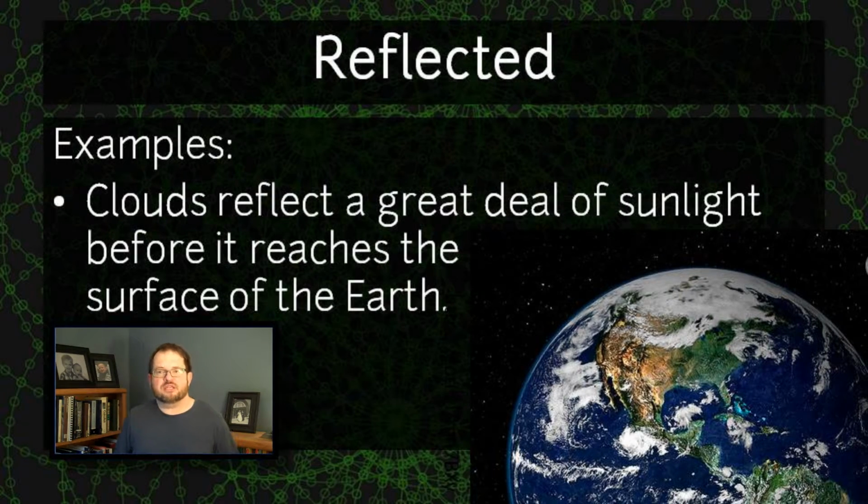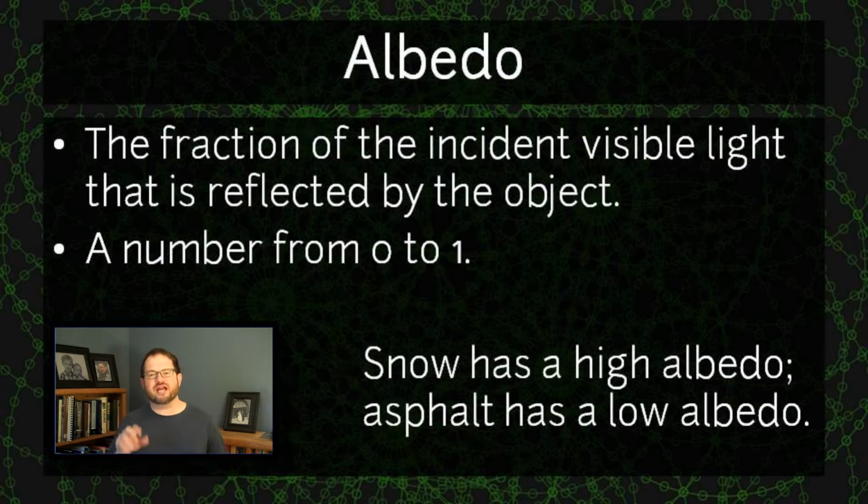Clouds reflect a great deal of shortwave radiation, and this is going to have climate implications. If clouds are reflecting shortwave radiation before it even gets to the ground, that's radiation that is lost. That's energy that was never used to warm the surface of the Earth. We're going to have to be able to take that into account if we're trying to understand climate change. There's a powerful vocabulary word that we actually need when we're talking about reflection of shortwave radiation, and that word is albedo.